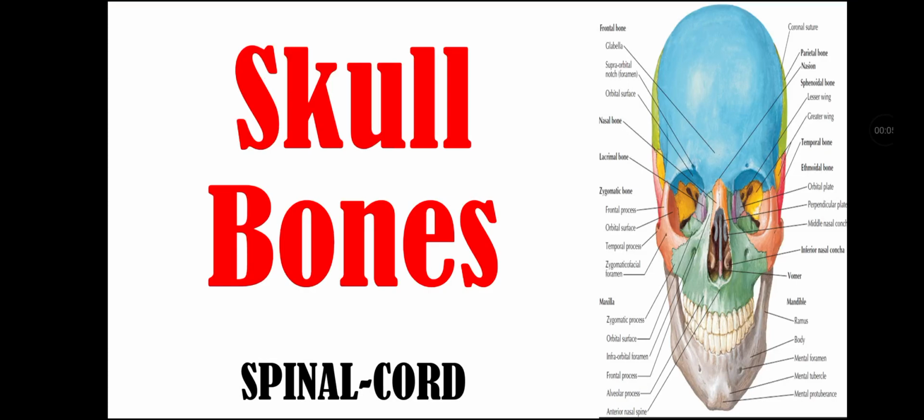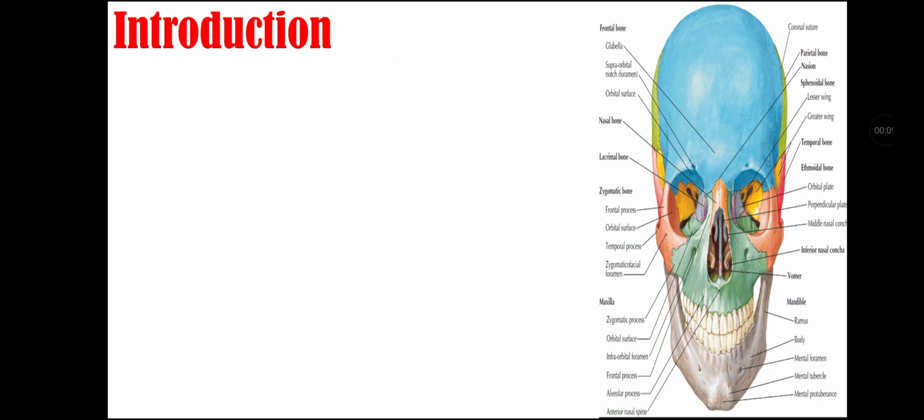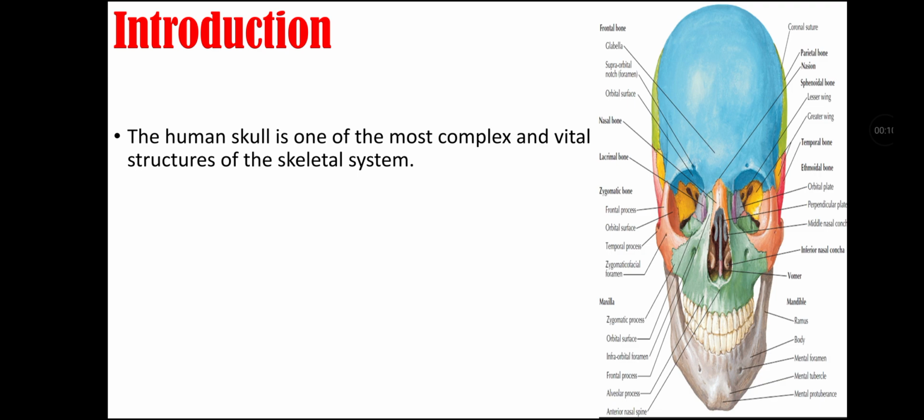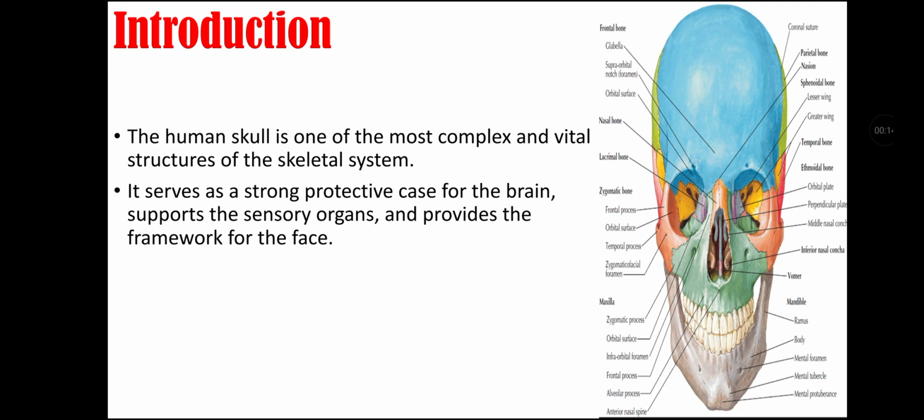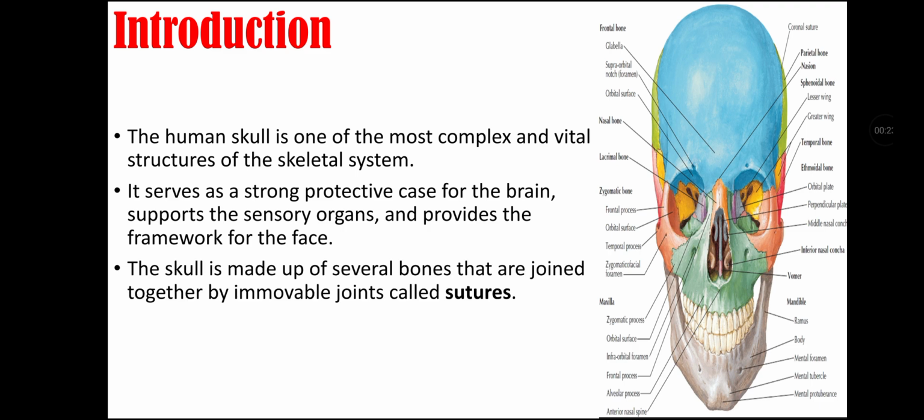Today we are going to talk about skull bones. So let's start our topic with introduction. Human skull is one of the most complex and vital structures of skeletal system. It serves as a strong protective case for the brain. It supports the sensory organs and provides the framework for the face.